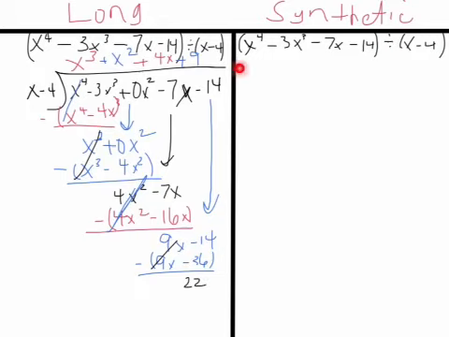Okay, there's nothing else to bring down. There's nothing else I can multiply. You can't multiply anything by x to get you 22. So this is my remainder. Okay.